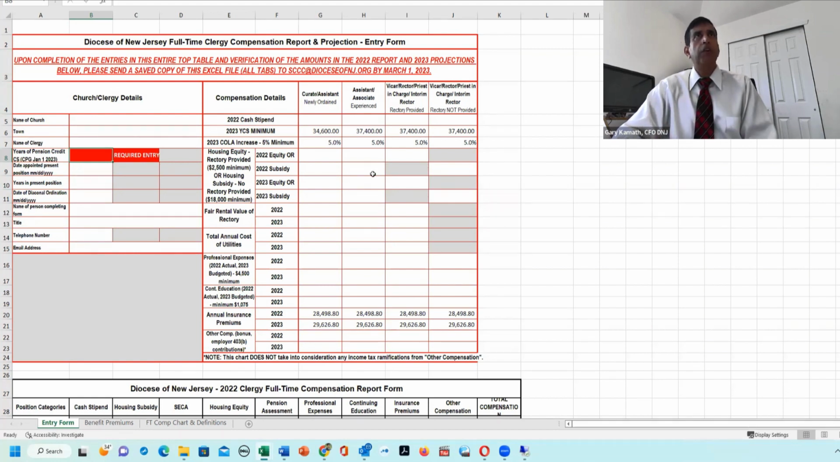And of course, before I forget, keep in mind this form is due. Once you complete the whole form, send it to sccc at diocesesofnewjersey.org by March 1st, 2023. That information is right on the top, and this is the Standing Commission on Clerical Compensation. We use these forms for many purposes, including that it affects your pension, the clergy's pension information also.